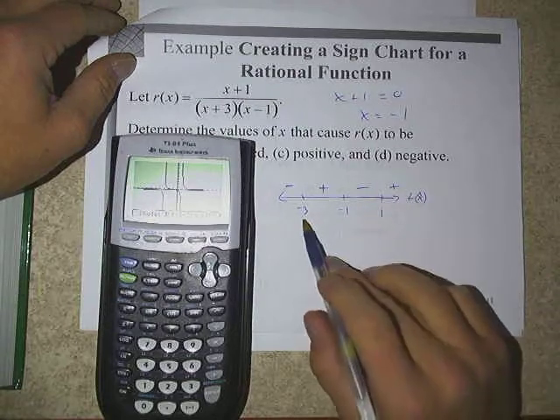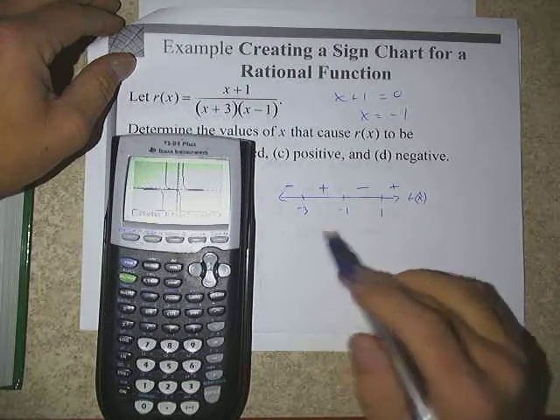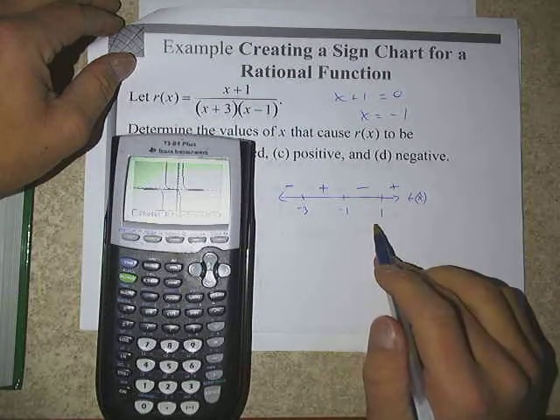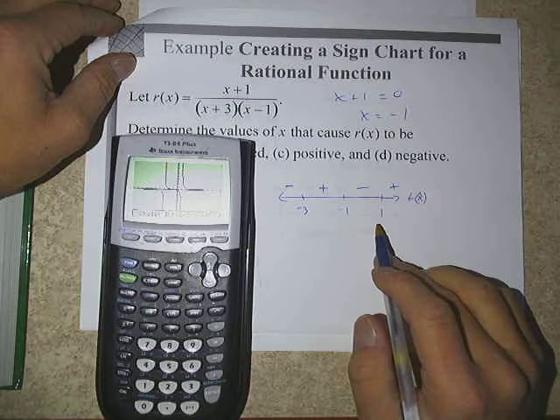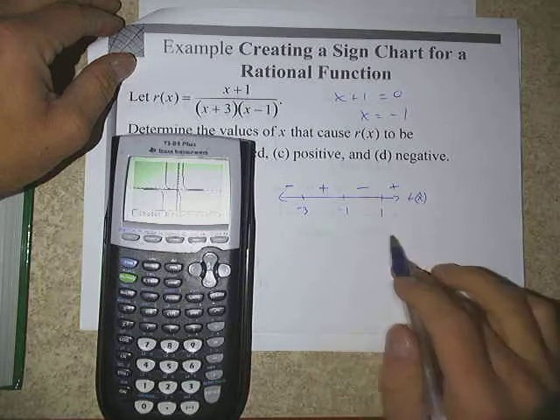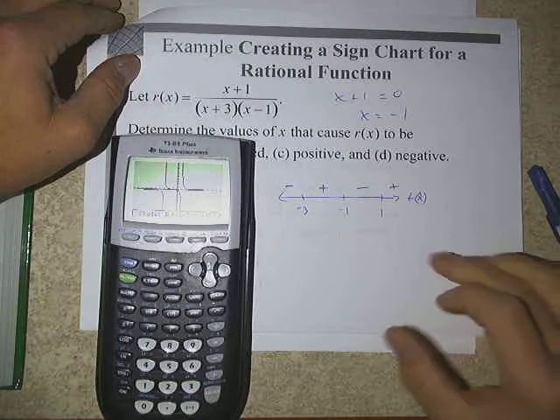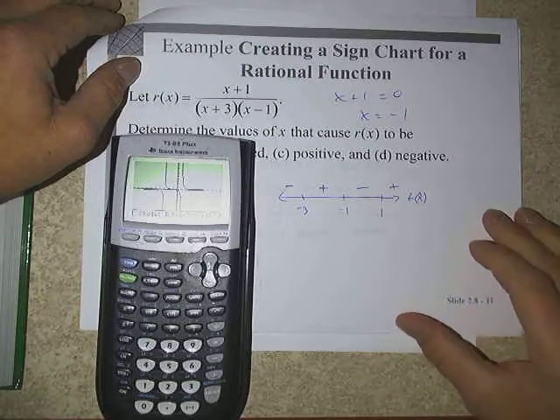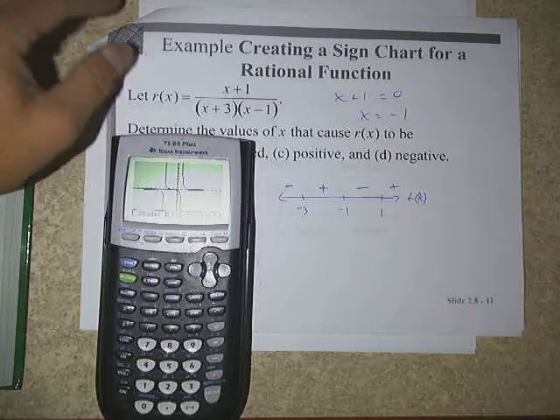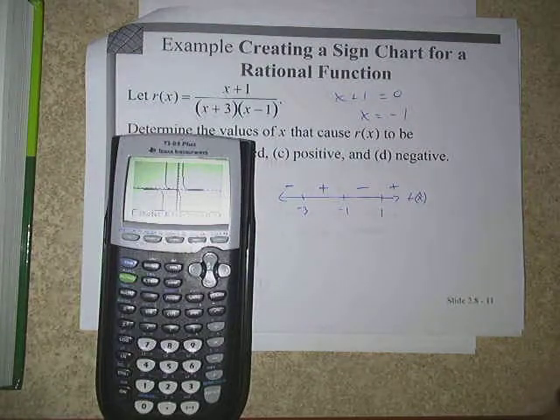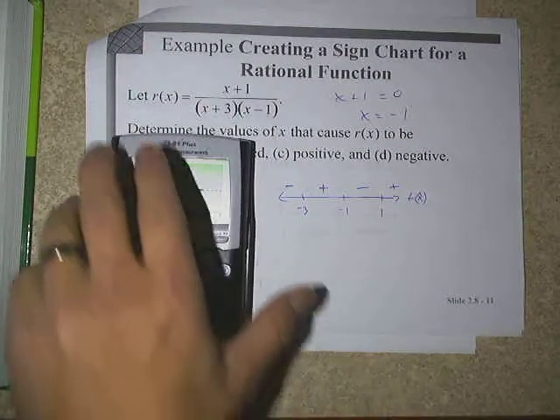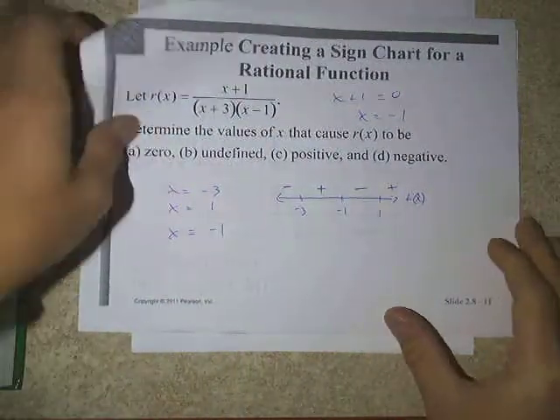So again, the key issue when dealing with a rational function that's new for us today is that the split points are not only the zeros, but they're also the points that make the bottom equal 0, the discontinuities. Those have to be part of your analysis when you do the number line test. How about questions so far?